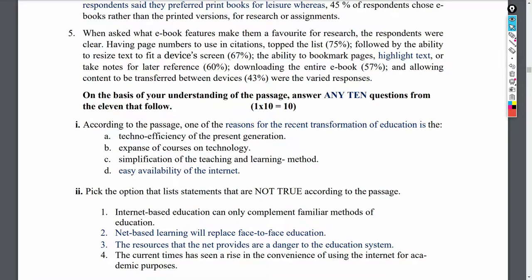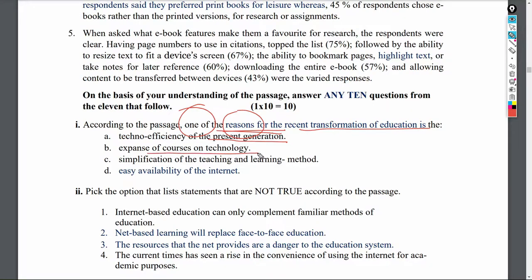तो अभी देखते हैं, according to the passage, one of the reasons for the recent transformation of education. तो एजुकेशन का जो ट्रांसफॉर्मेशन हुआ ये ड्रास्टिक ट्रांसफॉर्मेशन हुआ, तो इस लेटेस्ट ट्रांसफॉर्मेशन के बहुत सारे रीजन हैं, बहुत सारे कारण हैं. उसमें एक जो तगड़ा कारण है वो कारण क्या है देखते हैं: techno-efficiency of the present generation, expense of course on technology, simplification of the teaching and learning method, easy availability of the internet. तो ये सारे हैं, आपको पढ़ना पड़ेगा, दो तीन बार पढ़ने के बाद आपको पक्का ये समझ में आ जाएगा कि this is all about easy availability of the internet.